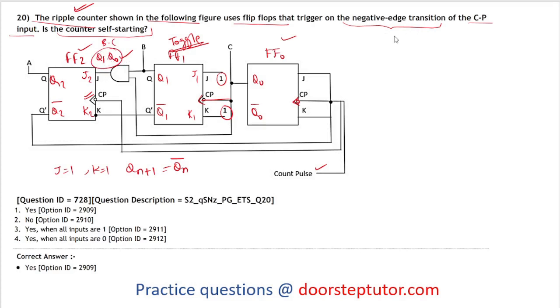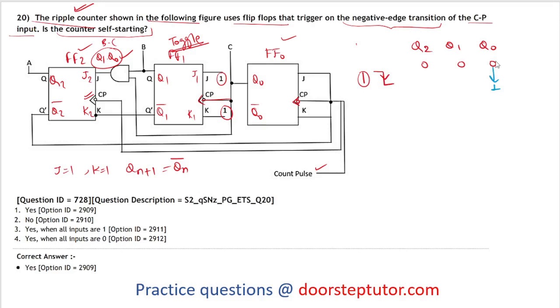Now let us solve this question. So Q2, Q1 and Q0. Initially we assume that the flip-flops are cleared, so they are all 0. Now when it finds a clock, the first clock we apply, it has a negative edge transition. In that case, flip-flop 0 will change its status from 0 to 1.